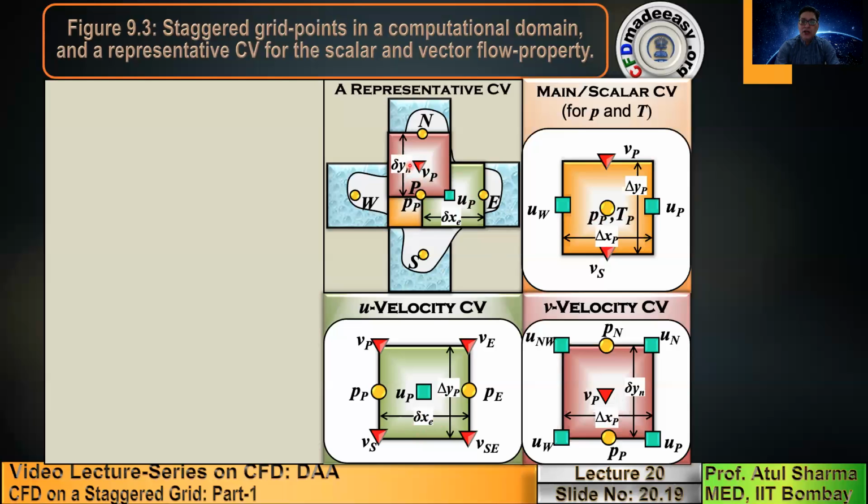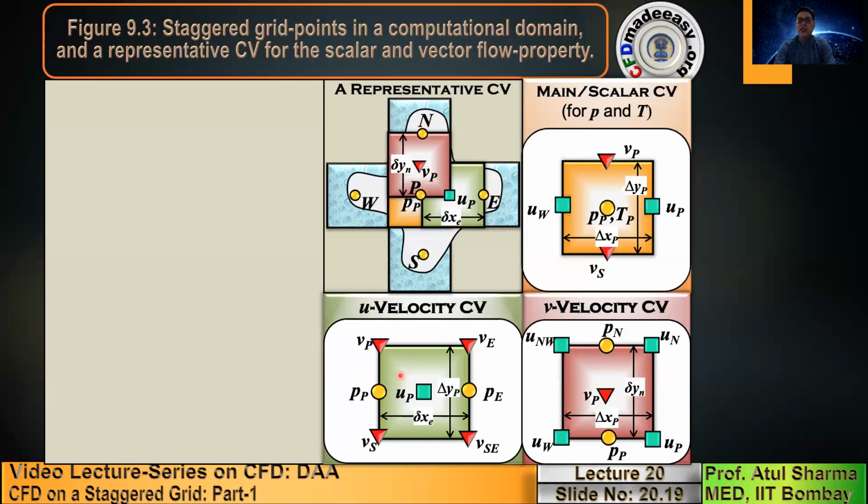But when you consider the vertical height of the V control volume and the yellow control volume, this height is different in these two control volumes. Here it is delta YP, and here the height of this control volume is the distance between these two yellow circles, P and N, that we have defined in our previous topic as delta YN. So we are using the same.